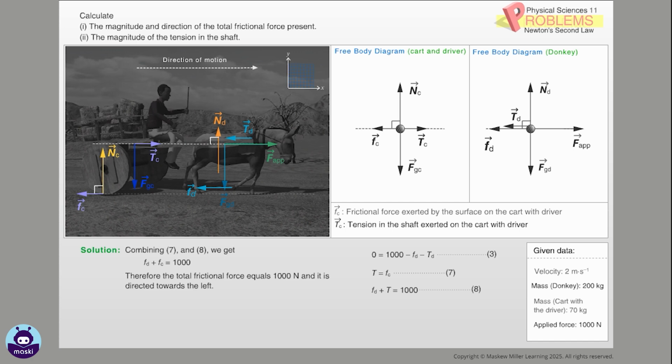We are also given that the ratio of the frictional forces on the donkey and the cart with the driver is the same as the ratio of their masses. Fc over Fd equals 70 over 200. Adding 1 to both sides, Fc over Fd plus 1 equals 70 over 200 plus 1. Fc plus Fd over Fd equals 270 over 200. Or Fd over Fc plus Fd equals 200 over 270.